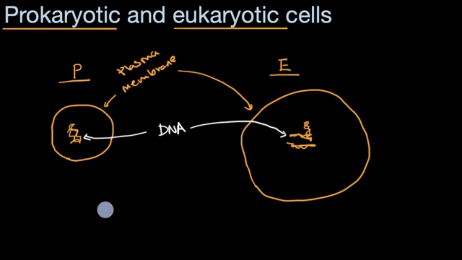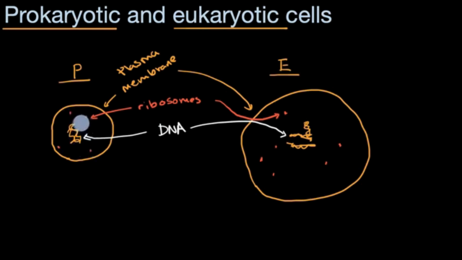Now, they also will both have ribosomes. These are structures that build the cell's proteins. We'll learn more about that in the future. So they tend to be very small compared to the cell itself. So these are the ribosomes. That's where the genetic information is used to construct proteins. Ribosomes, right over there.